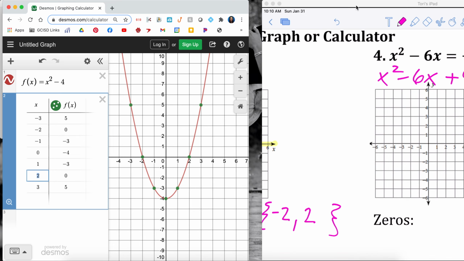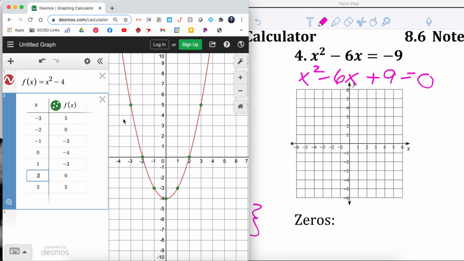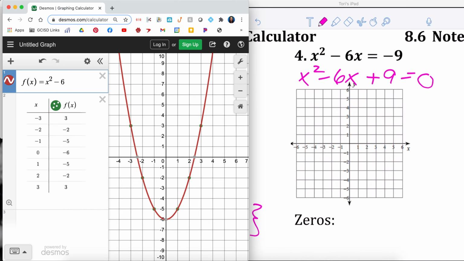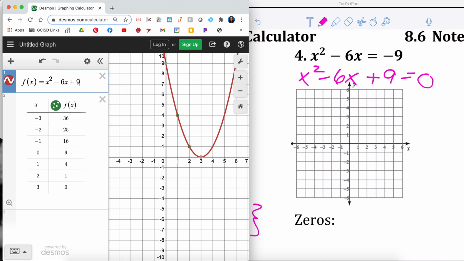Let's move this over just a little bit so you can see it. There we go. All right, so again, I'm not going to delete anything. I'm just going to edit it in the calculator. X squared minus 6x plus 9. Make sure you've changed the sign.